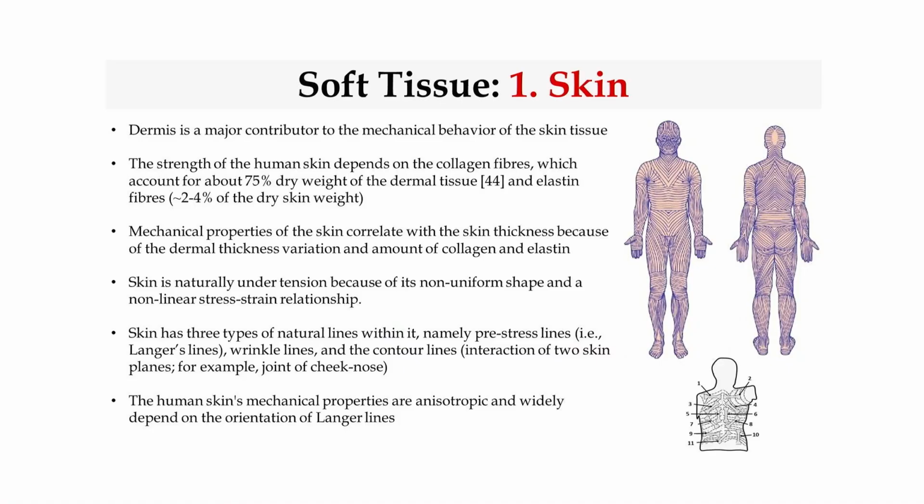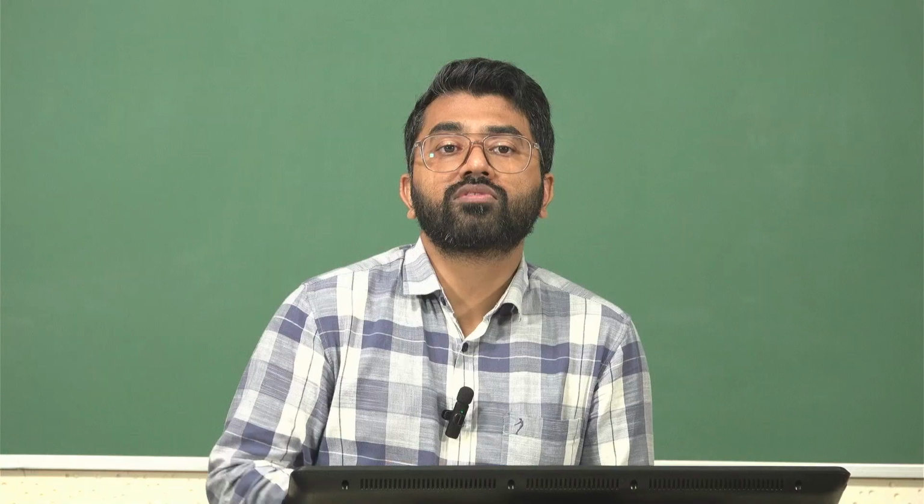So dermis, like I've said, is the major contributor to the mechanical behavior of the skin tissue. That is the major load bearing component. The strength of the human skin depends on the collagen fibers. So skin has collagenous fibers which account for approximately 75% of the dry weight of the dermal tissue. Okay, and elastin fibers, these are another set of fibers which comprise 2 to 4% of the dry skin weight. So the majority of the components are collagen fibers. This is what gives the strength, toughness and everything to the skin, right?